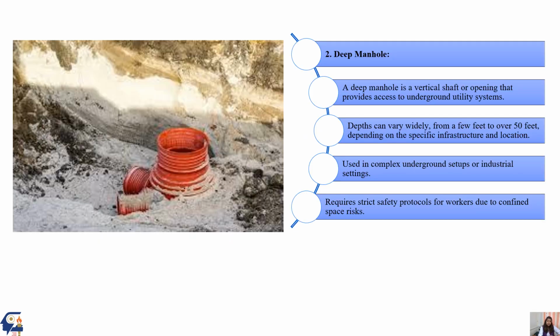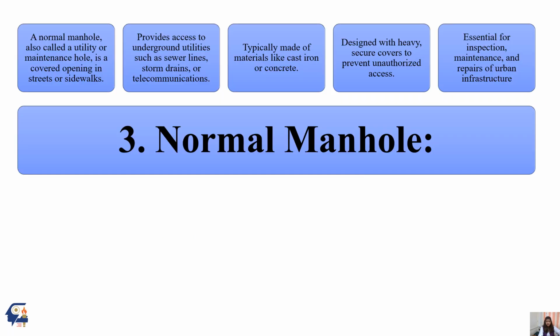Next is the deep manhole. A deep manhole is nothing but a vertical shaft or an opening that is provided to access a certain utility system. Its depth can vary to more than 50 feet depending on the infrastructure and the location. Usually we use this in tunnels and different types of industrial settings. Sometimes we have certain safety protocols for workers when they are confined in space. So that's also related to the deep manhole.